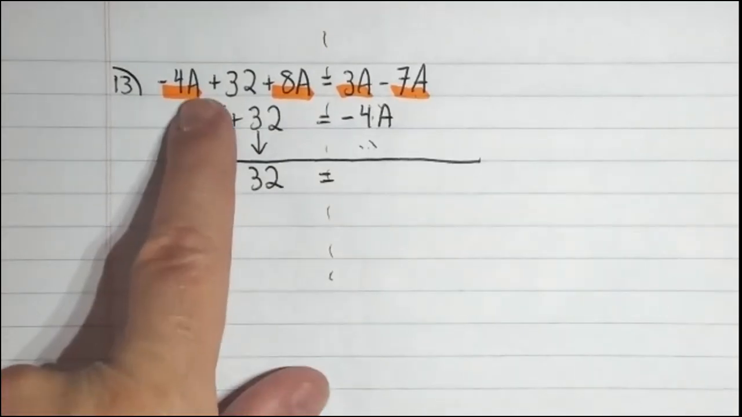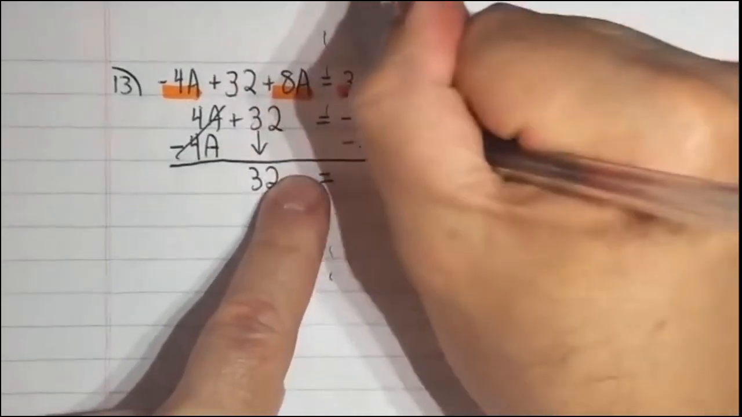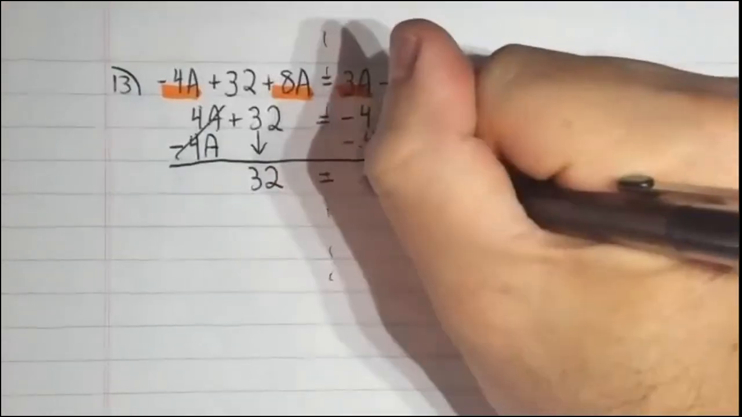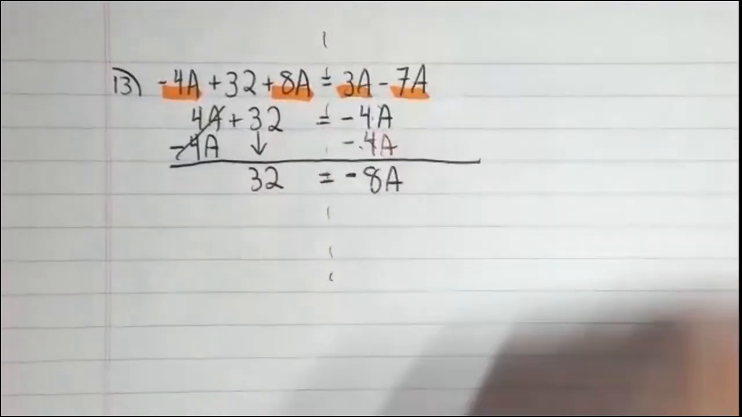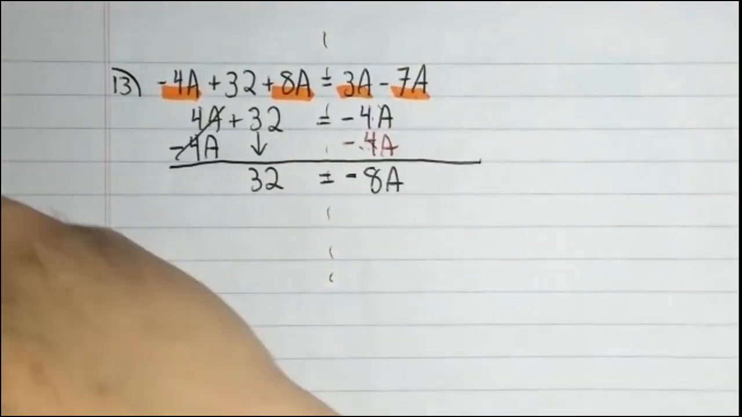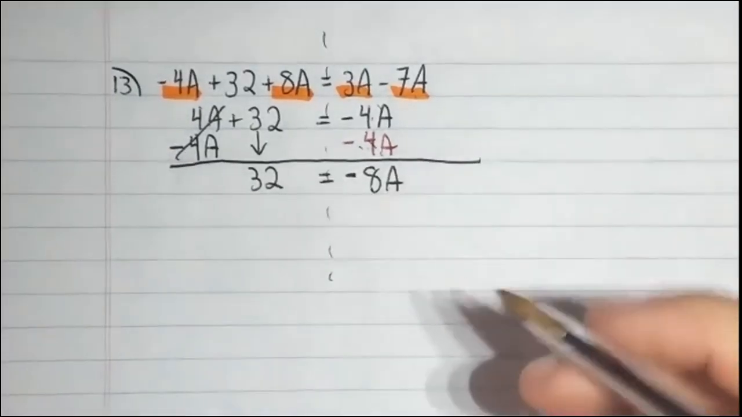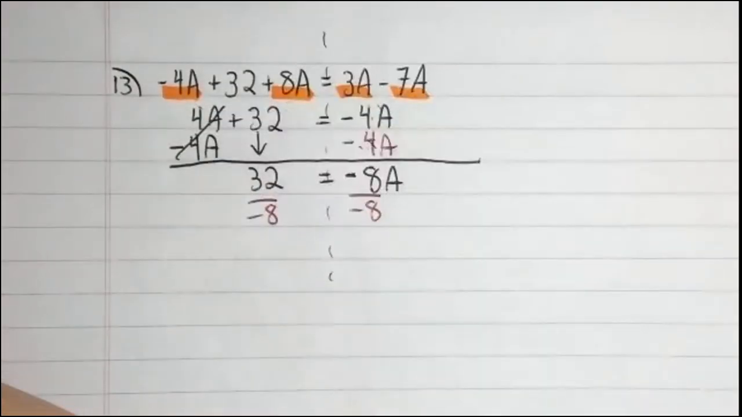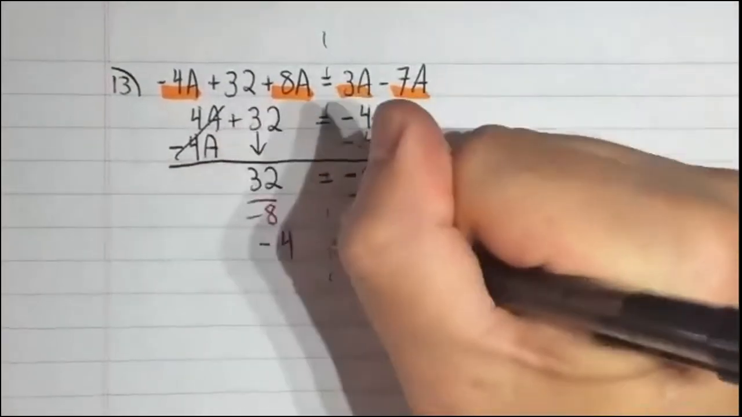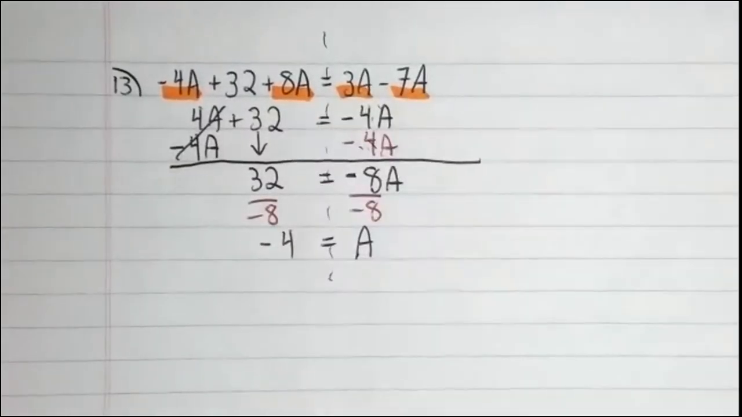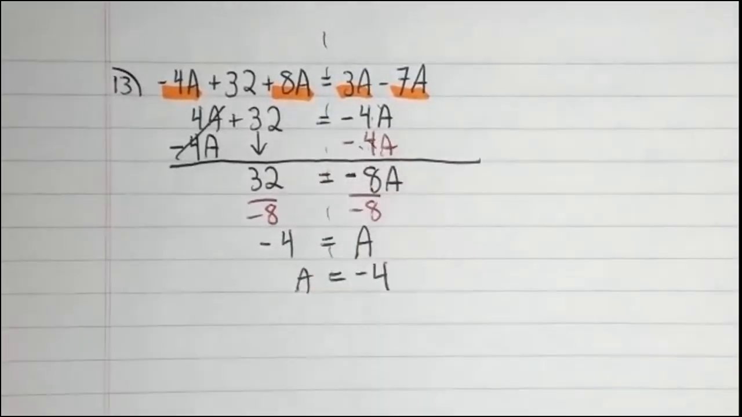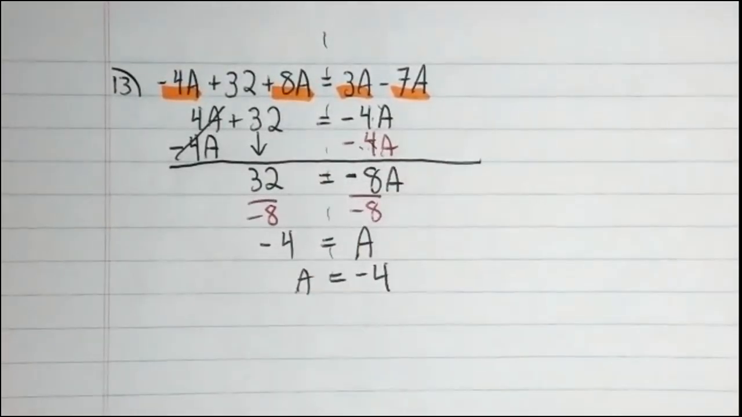Again, if I subtract 4a on this side of the equation, I have to subtract 4a here as well. And negative 4a take away 4a gives me a negative 8a. Now I just have one more step to do: get rid of the negative 8. And that's going to give me negative 4 equals a. If you don't like the a on that side, then go ahead and switch it around if it makes you feel better. It's the same thing. A equals negative 4.